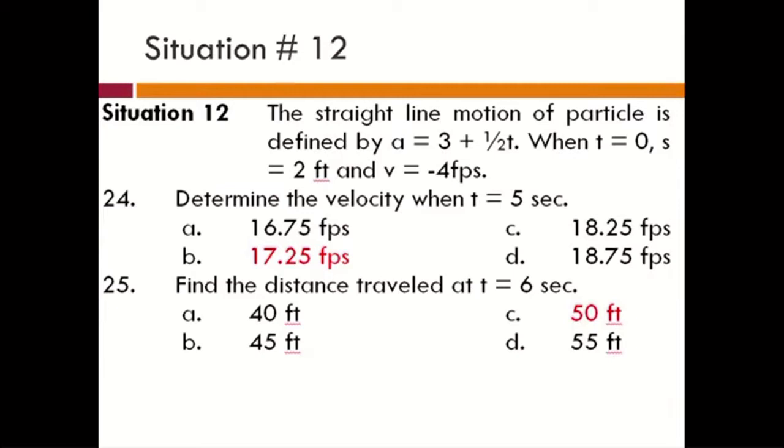Teka, kopyahin ko muna yung mga given na equation. So, a equals 3t plus 1 half t. Okay? Tapos, the parameters given: at t equals 0, displacement equals 2 feet, and velocity equals negative 4 feet per second. Okay.